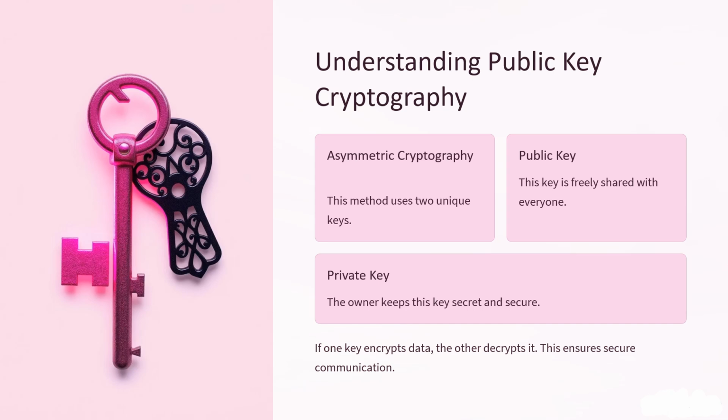Understanding public key cryptography. Public key cryptography, also known as asymmetric cryptography, is a method of encryption that uses two unique keys. One is the public key and the other is the private key. The public key is shared and used to encrypt messages, while the private key is kept secret by the owner and is used to decrypt the messages which are encrypted using the public key. So, the use of public key and private key ensures secure communication.